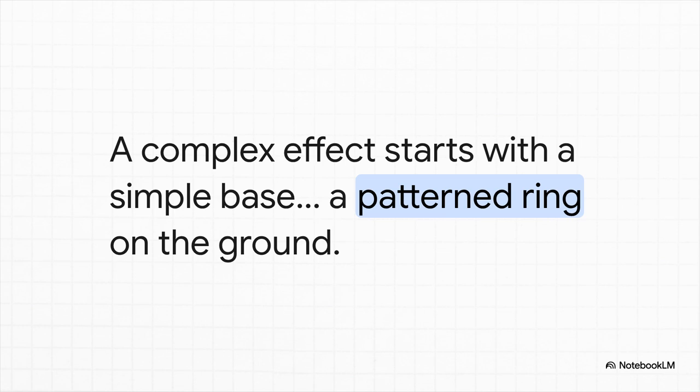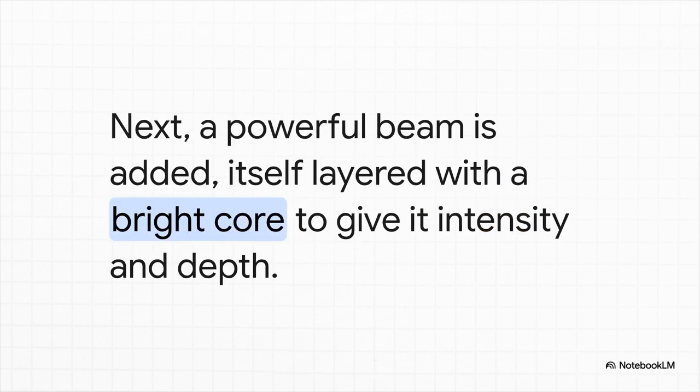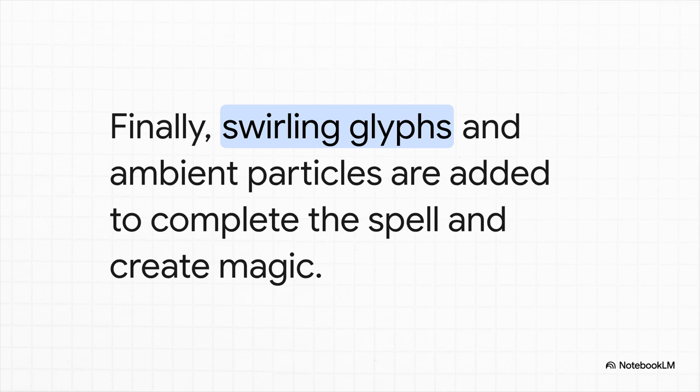Let's see how it works with something even more complex, like this arcane beam effect. And it all starts with something surprisingly simple, just a patterned ring on the ground. Okay, so from that ring, you add a powerful central beam. And notice even the beam itself is layered. It's got this super bright inner core that gives it all that intensity and depth. And for the grand finale, you add more layers. You get swirling glyphs, ambient particles floating around, and all of this comes together to complete the spell. It's how you turn a few simple shapes into something that looks genuinely magical.